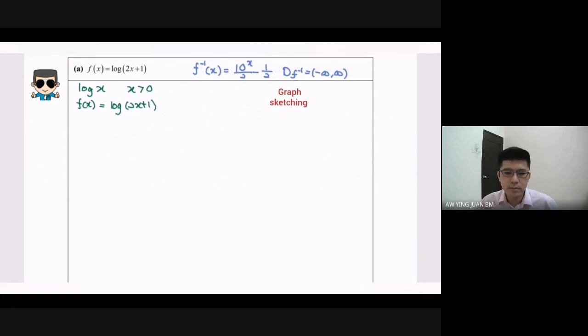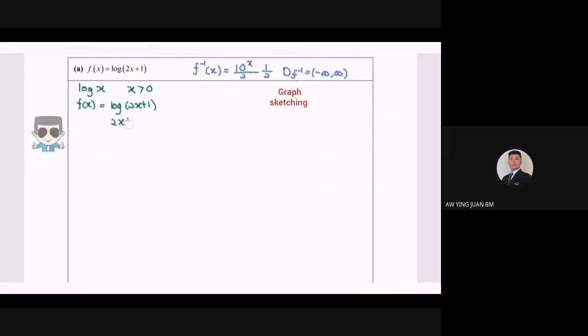In the domain, we have to let 2x plus 1 greater than 0 and x will be greater than negative 1 over 2. So the domain for f will be equals to negative 1 over 2 until infinity, where negative 1 over 2 is not included. So that will be our domain. Second step, we are going to sketch the graph. So before we sketch, we have to refer to the domain. So for the value of x, the graph cannot touch x equals to negative 1 over 2 because it is an asymptote.